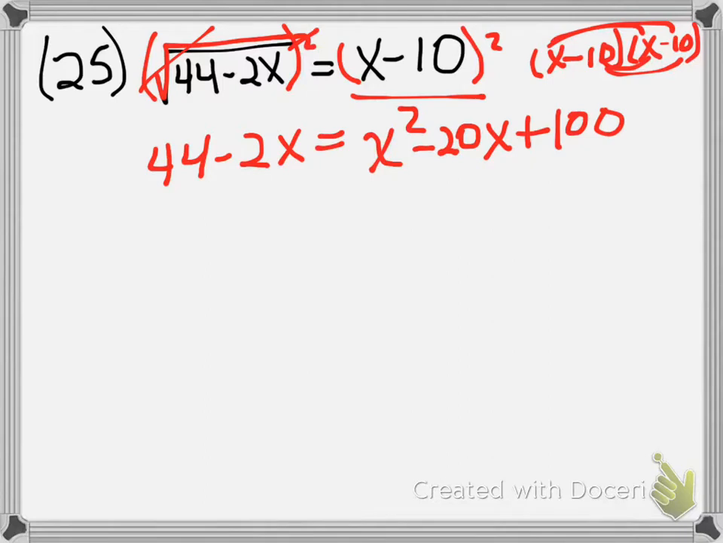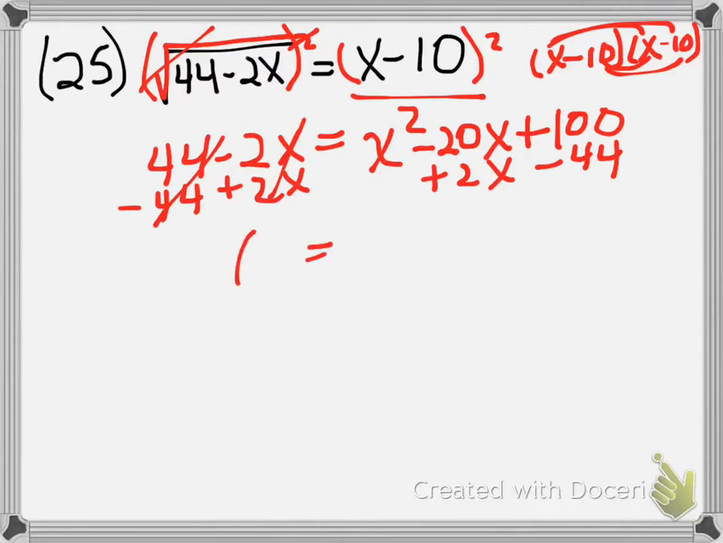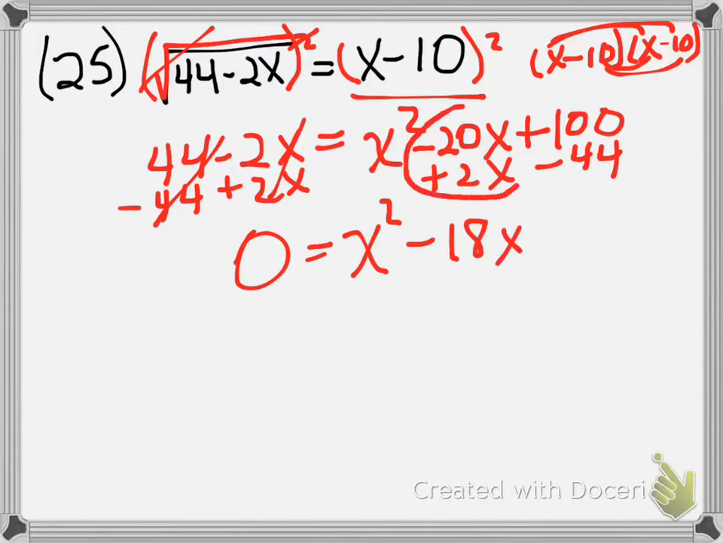Alright, so what do you do if you have x squared in a problem? Well, you want to get one of the sides equal to 0 so that you can factor. So I'm going to start by subtracting 44 and adding 2x, and notice that I'm combining them with their like terms. So I have 0 equals x squared minus 18x, because when you combine negative 20x with 2x, that's what you get. And if you have 100 minus 44, then you get 56, and that's going to be positive.